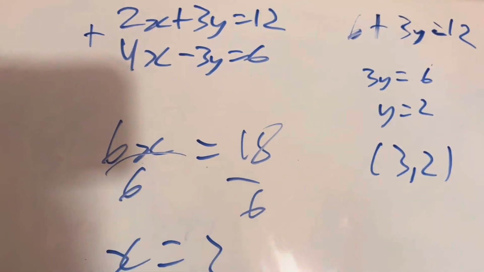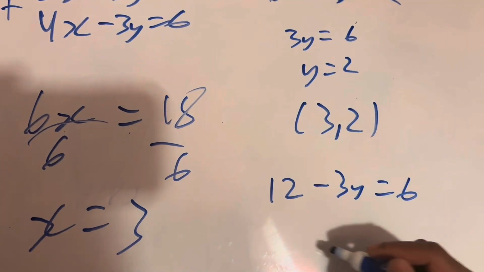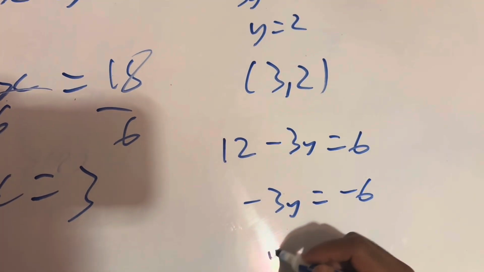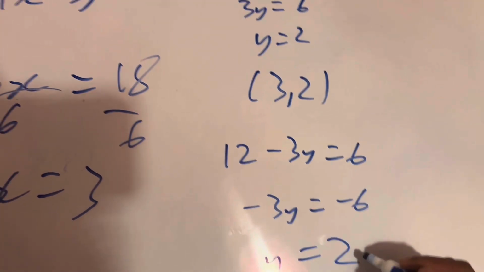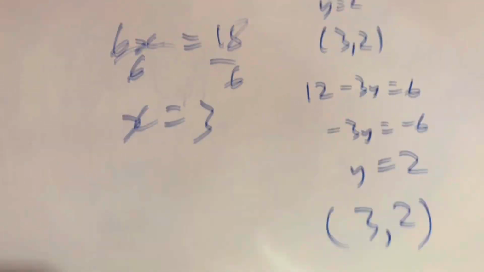And if you plug that into this one, right, it's going to be 12 minus 3y is equal to 6, right? Minus 3y is equal to negative 6. Y, if you divide by negative 3, is equal to 2, which is going to be 3 comma 2 as well. That's also super simple.